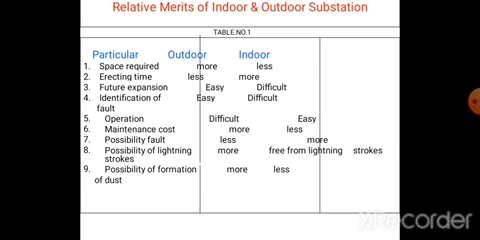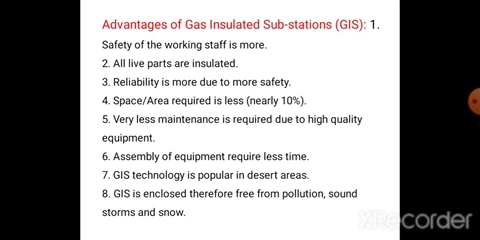Possibility of formation of dust is more in outdoor substation. Possibility of formation of dust in indoor substation should be very less. So what are the advantages of gas insulated substations? It is another type of substation, that is gas insulated substations. First one, safety of the working staff is more.